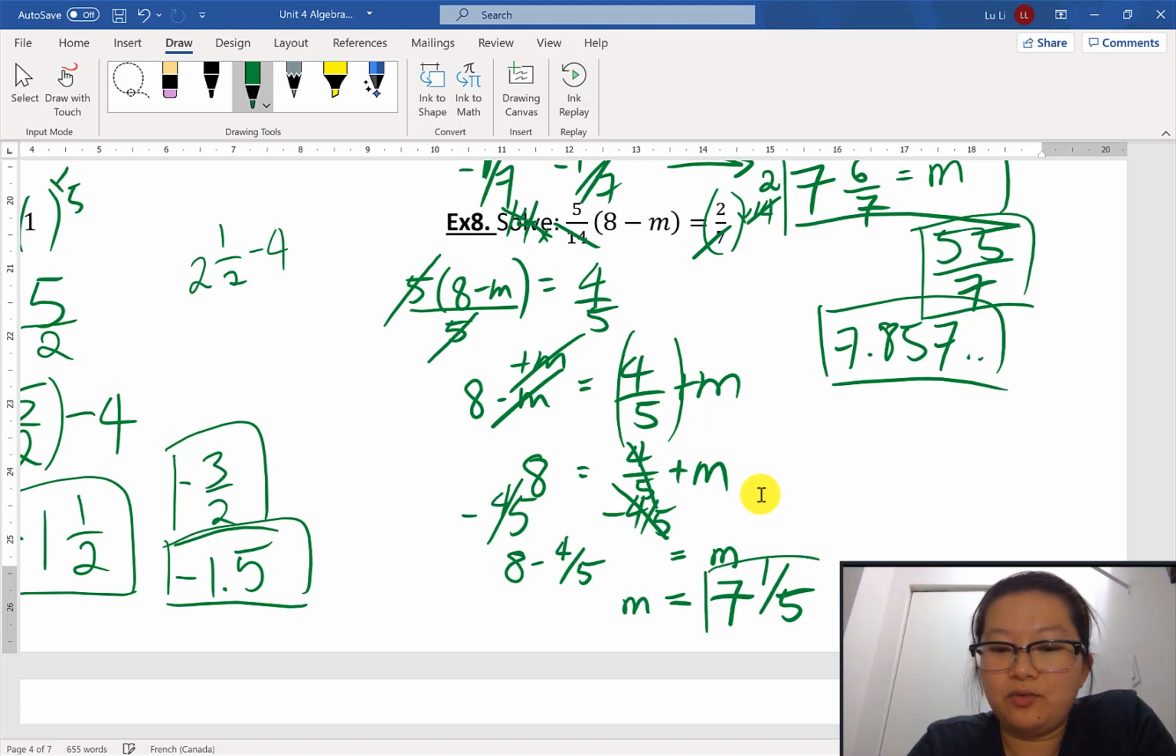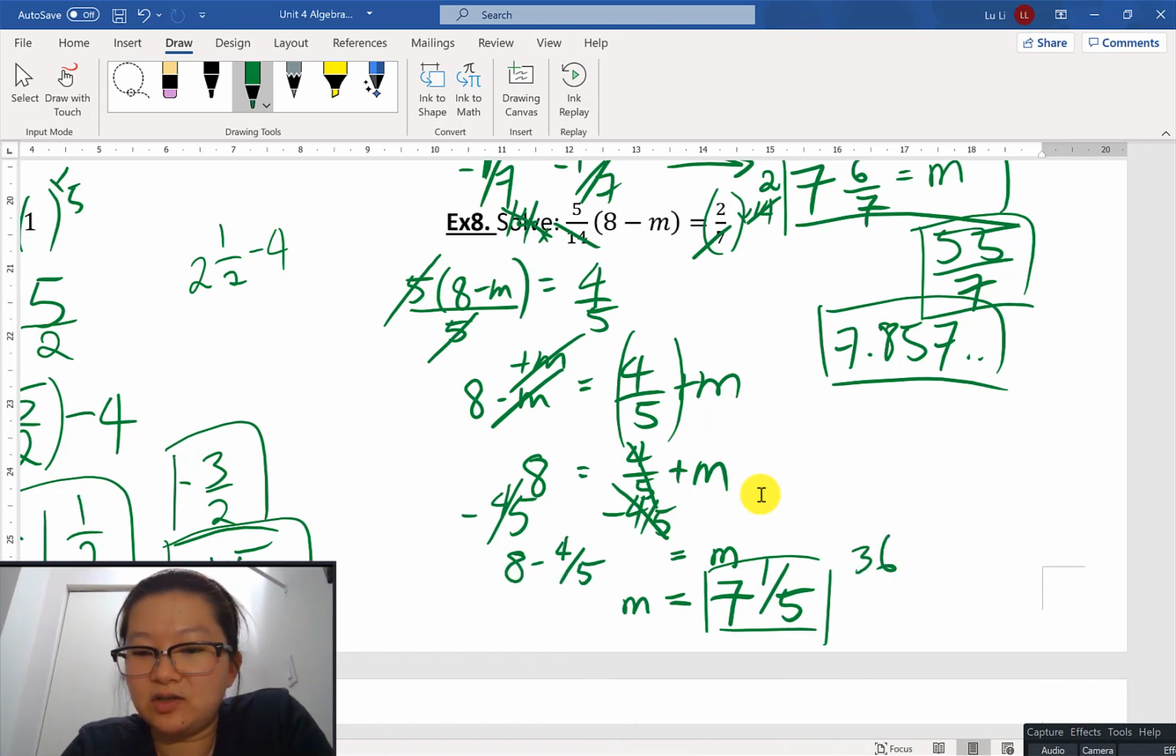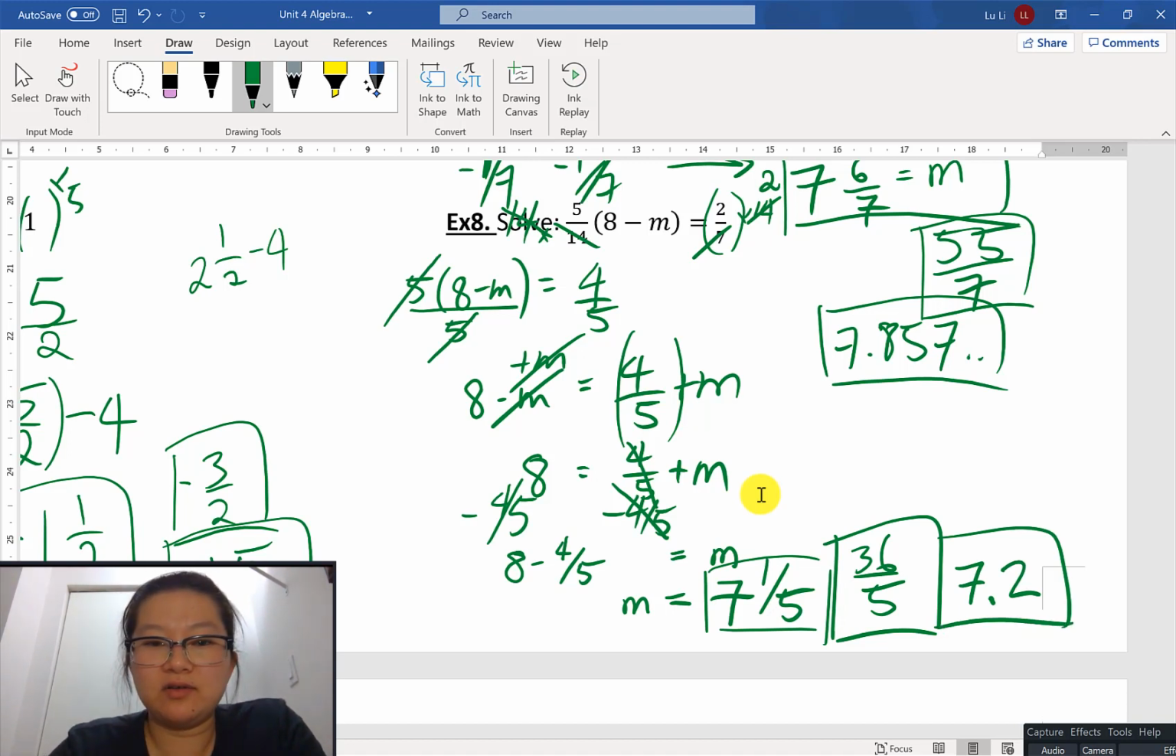Okay, now if you want it as an improper fraction, you could have it as 36 over 5. Or as a decimal, what's it as a decimal? Oh yes, the decimal will be 7.2. Okay, that works as well. I will accept all of those answers. It's algebra. The main concern shouldn't be the form of your answer. It should be all your steps anyways.